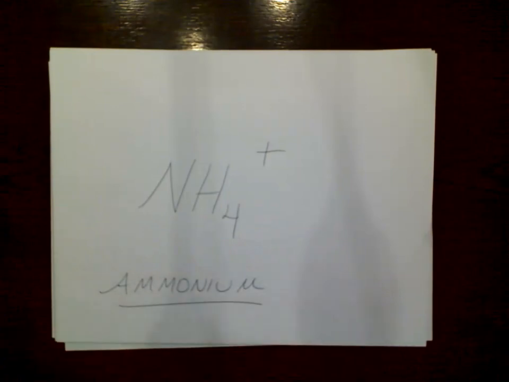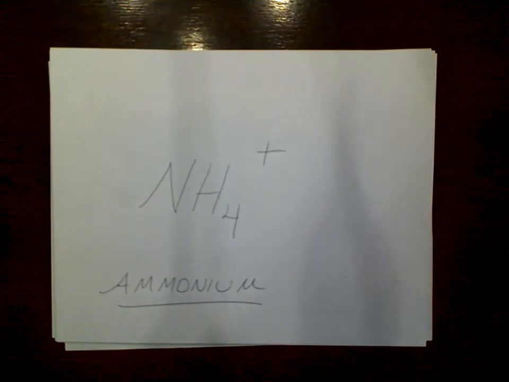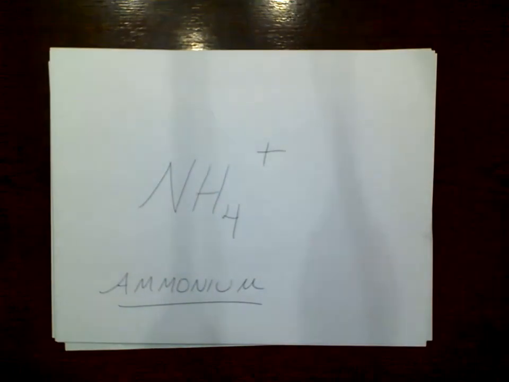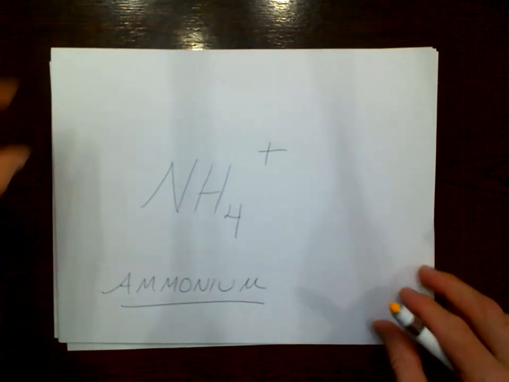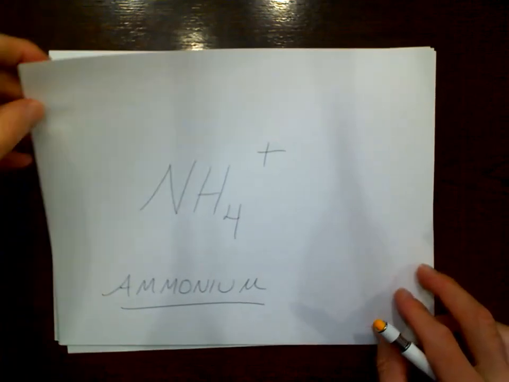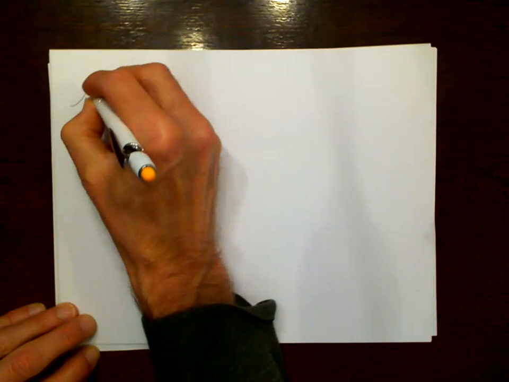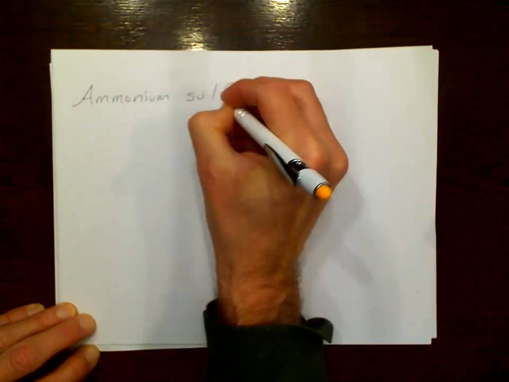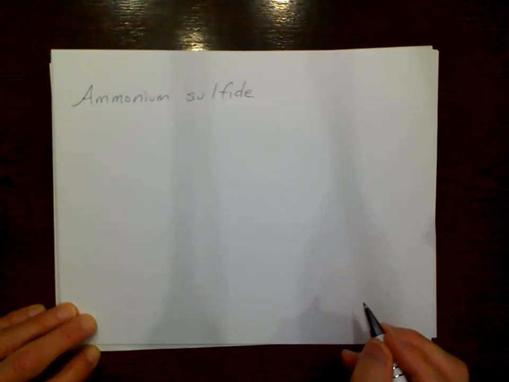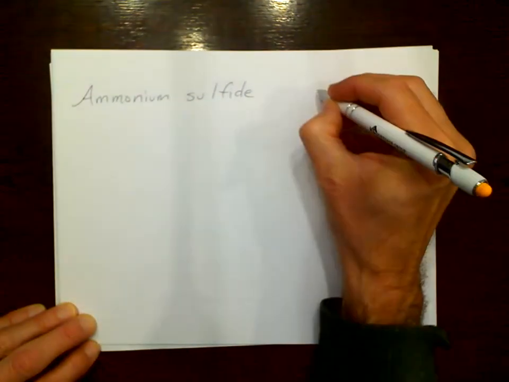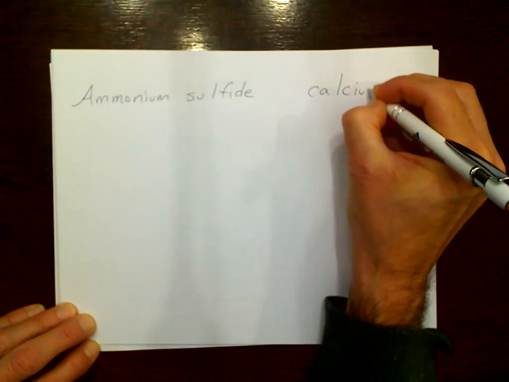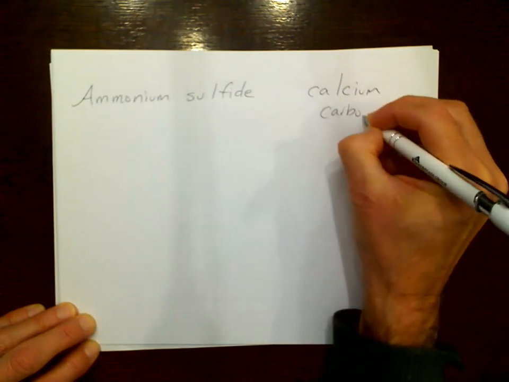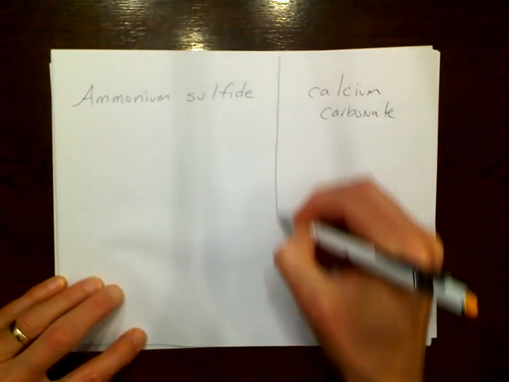Okay, so we have our lists here. We're now going to go through and try to write some formulas for some of these ionic compounds that have polyatomic ions in them. So here's what we're going to try. I want you to try this. We're going to go ammonium sulfide. That's one we're going to try. We're also going to try calcium carbonate. Okay, we'll work through those.